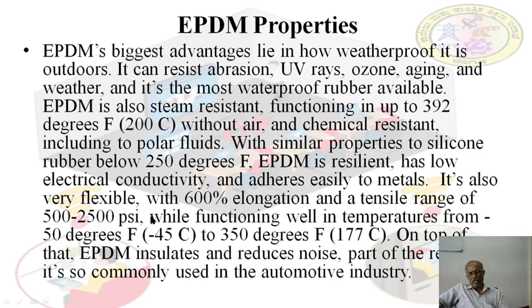It is also very flexible with 600% elongation and a tensile range of 500 to 2500 psi, while functioning well in temperatures from minus 50 degrees Fahrenheit, that is minus 45 degrees centigrade, to 350 degrees Fahrenheit, that is 177 degrees centigrade. On top of that, EPDM insulates and reduces noise, part of the reason it's so commonly used in the automotive industry.